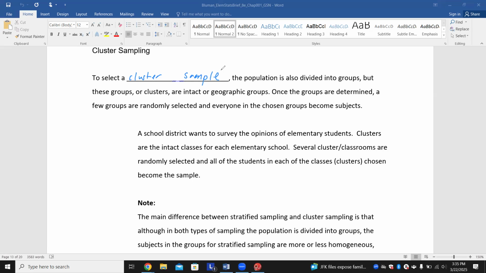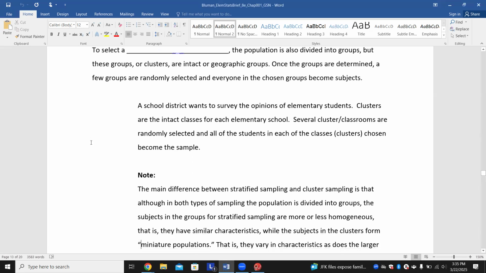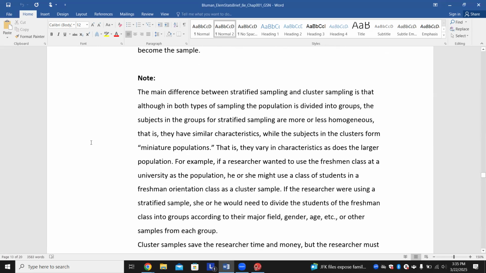All right. Note again the main difference between stratified and cluster sampling is that although in both types of sampling the population is divided into groups, the subjects in the groups for stratified sampling are more or less homogeneous. That is, they all have similar characteristics, while the subjects in clusters are miniature populations. That is, they vary in characteristics, as does the larger population. For example, if a researcher wants to use the freshman class at a university as the population, he or she might use a class of students in a freshman orientation class as a cluster sample.